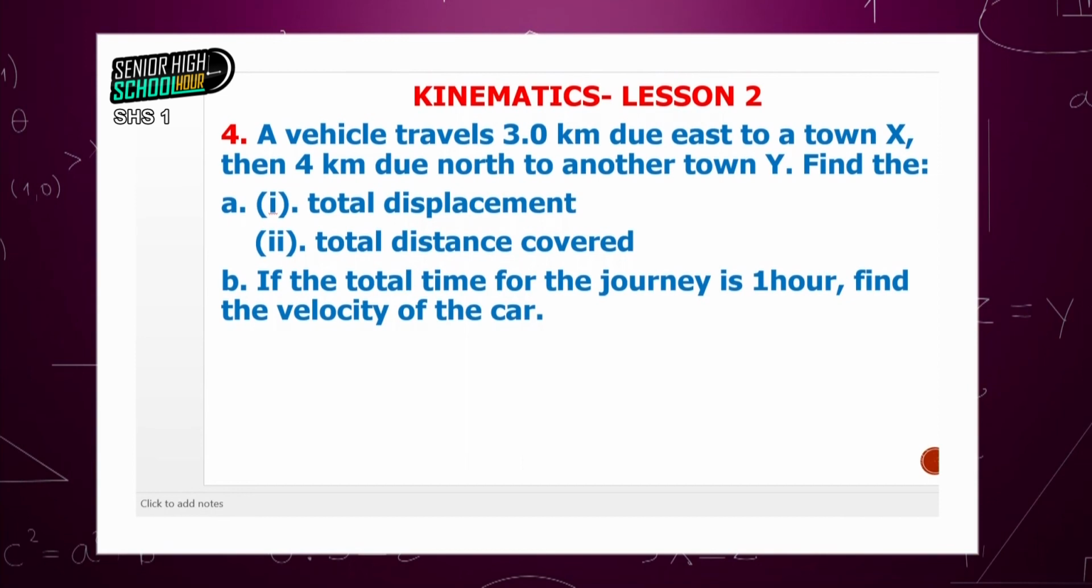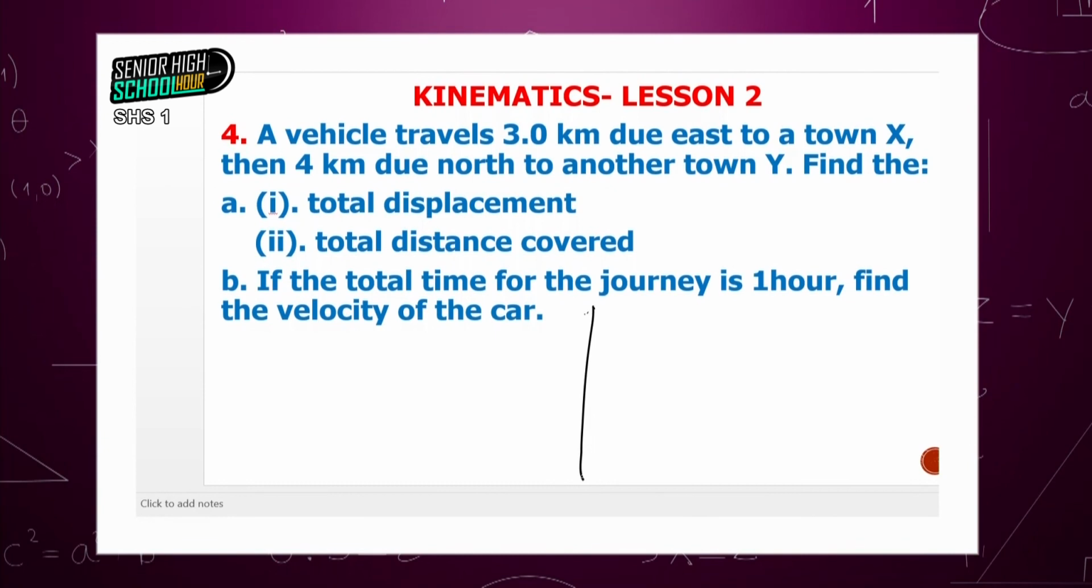So this one too, we will start by putting down our parameters given in the question. We have the vehicle traveling 3 kilometers due east. So if I draw, trying to get my north and my south, and I have the east somewhere here and the west. So 3 kilometers due east, it means I'm here and I'm going towards the east this way. So 3 kilometers, then to a town X. So I have X there.